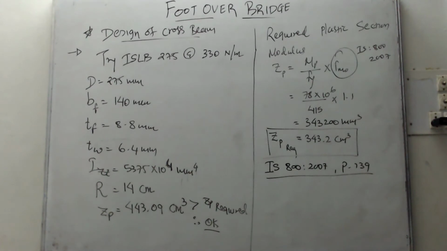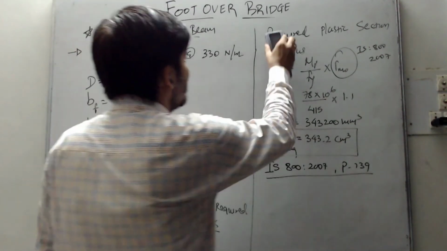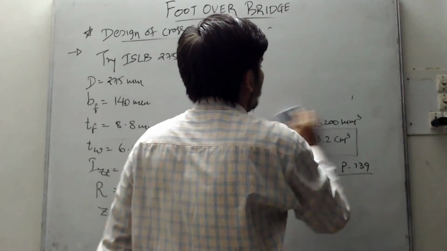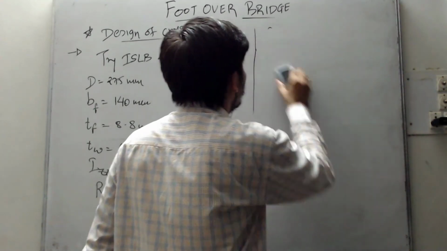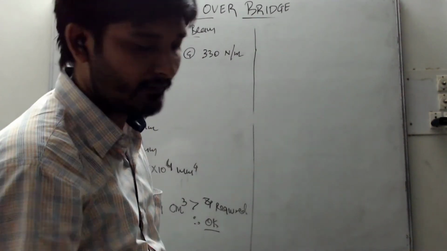So once the section is selected, we need to check, right? We need to classify the section first, whether it is plastic, semi-compact, and so on. So let's do that quickly. Section classification. Once the section is selected, we need to classify the section, right? So, section classification.